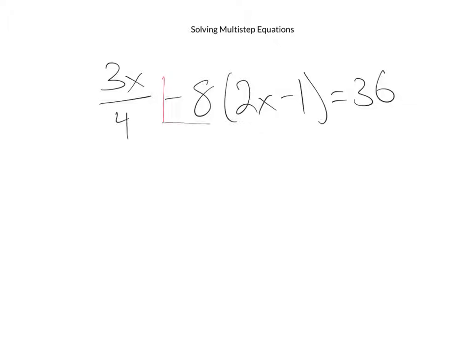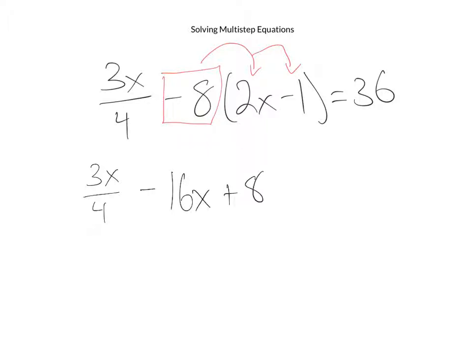What we can deal with is what's going on right outside the parentheses. So this minus 8 times is like its own term. And we're going to use distributive property, which, remember, means that we multiply what's outside the parentheses by everything inside the parentheses to deal with this minus 8. And we have to take its sign along with it when we do this multiplication. So that's going to leave us with 3x over 4 minus 16x, that's negative 8 times 2x, plus 8, that's negative 8 times negative 1, equals 36. Now we've done away with our parentheses.